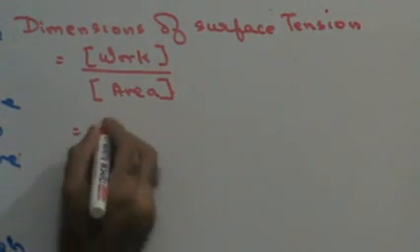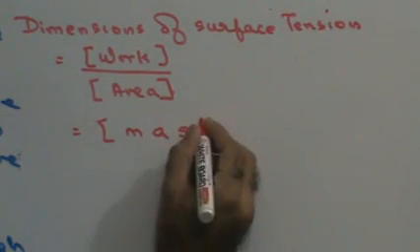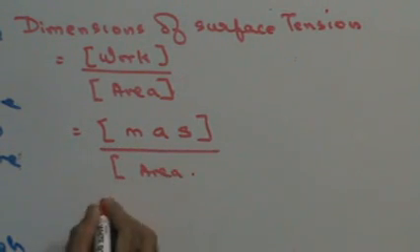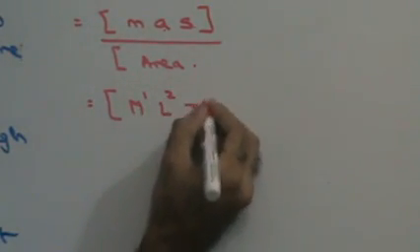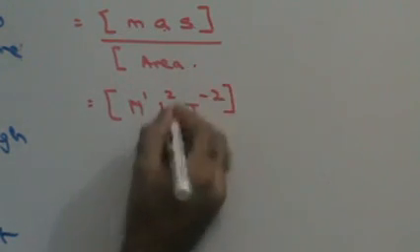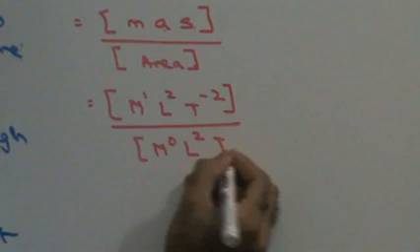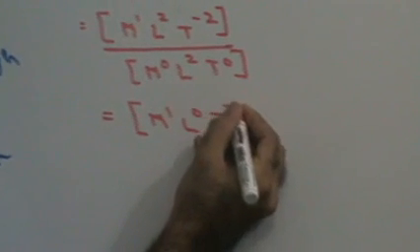Work is nothing but force into displacement. Force is nothing but mass into acceleration, into displacement, upon area. So this is going to be M1. Acceleration is displacement upon time square. This displacement multiplied by this displacement, therefore L2, upon area. Area can be written as M0 L2 T0. Therefore the dimensions of surface tension will be M1 L0 T minus 2. Fine, do we get this thing clear?